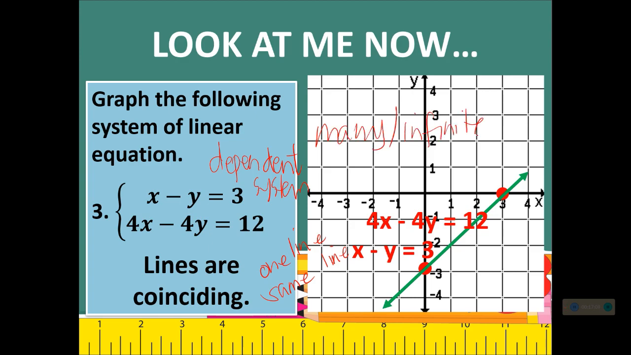Okay. So again, that is an example of a dependent system wherein the number of solutions will be many or infinite. So when we say infinite, many. Because all the points that the lines lie on will be the solutions of our given equations in the given system.